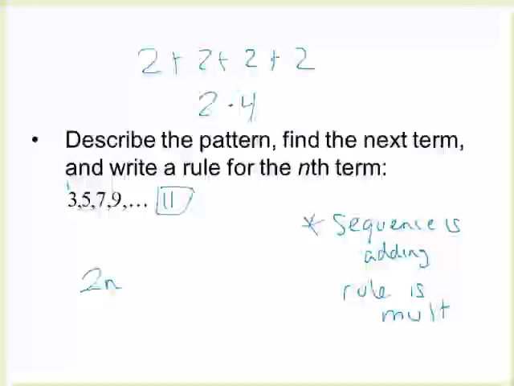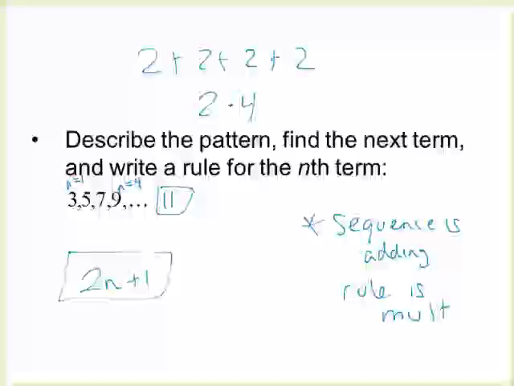Does that work? If n is 1, do I get 3? No. So now I need to do some adjusting. How do I adjust it so that I do get 3? I could try adding 1. Then we need to confirm, did that just fix the first one, or did that fix everything? So like if I plug in a 4, do I get 9? Yeah. So that fixed the whole sequence.